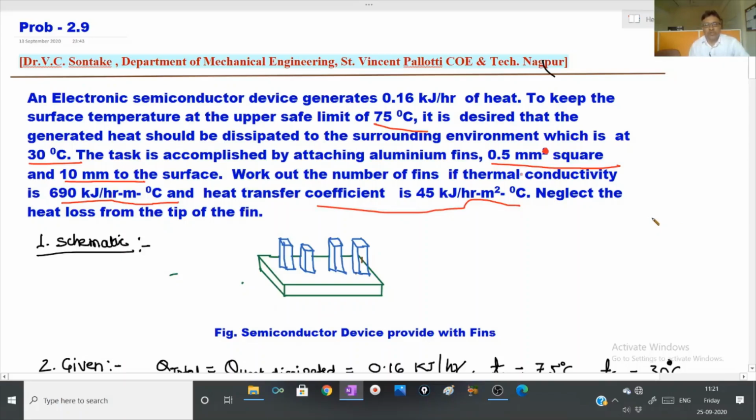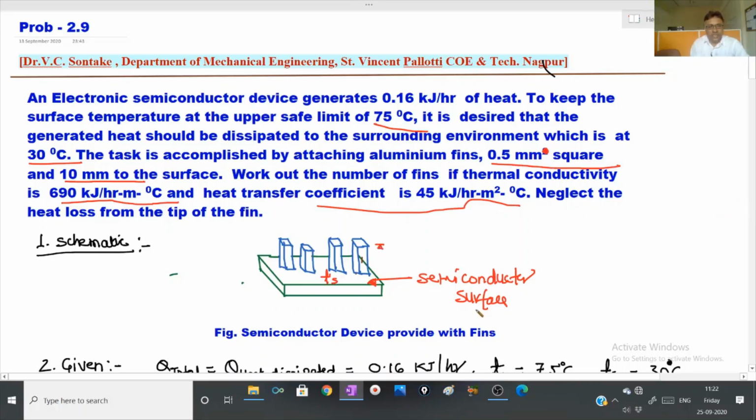So in order to solve this problem, let us first draw the schematic of this problem. As you can see here, the diagram represents a semiconductor surface. Let this surface be at temperature Ts. In order to dissipate heat from this surface, some fins are provided, and as mentioned in the problem, the cross section of the fins is square shaped.